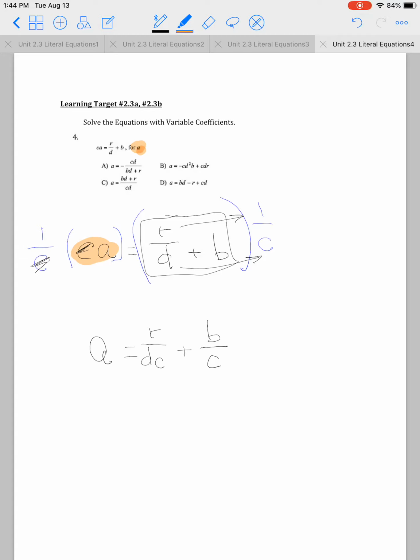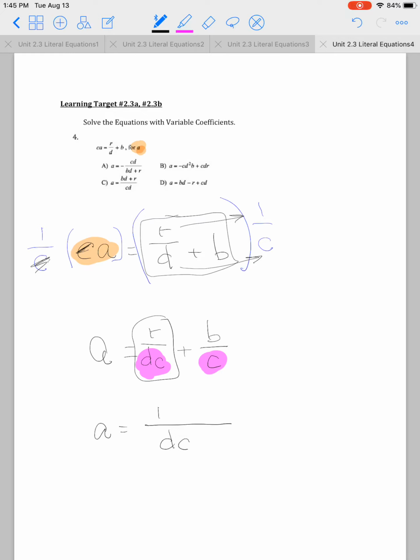So then when we go back up to the top to see which is our correct answer, r over dc, we really don't have one exactly like ours. So what they have done is, because these two denominators are different, they added an extra step and they multiplied by the common denominator. They tried to get a common denominator, sorry, and the common denominator is going to be d times c.